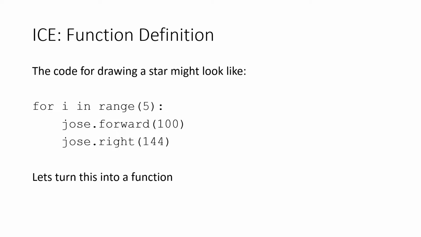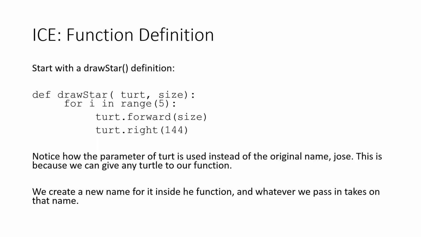To turn this into a function, we can start out with a function definition. We'll use the keyword def and then the name of our function, in this case drawStar. And then we have our parameter list. In this case, we want the drawStar function to be able to be used with any turtle and to draw a star of any size. So we can add two parameters to our parameter list. The first is some turtle that we want to use, and the second is the size that we want to pass in.